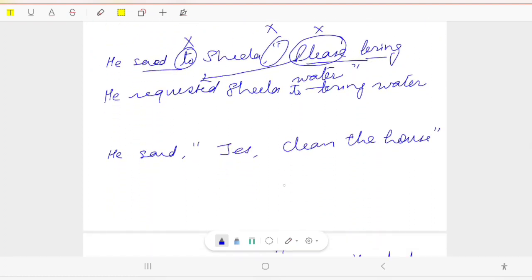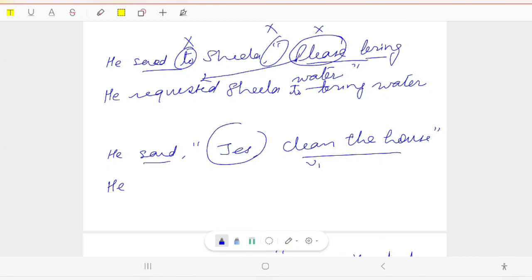He said, "Jess, clean the house." Imperative sentences can be like this also. Of course, it begins with the verb first form, but the person who is addressed can be given like this. So in a way, it is just like "He said to Jess." We'll consider it the same way. So we'll write here: it seems an order, "clean the house."